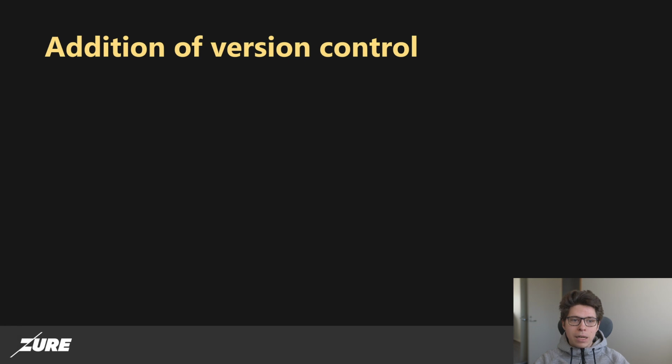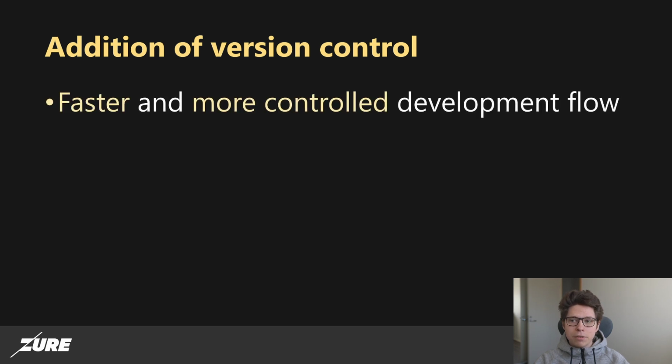From the YAML or the pipeline perspective then, let's take a closer look at these benefits. So addition of version control really gets you faster and more controlled development flow. Basically anyone can create their own branch, make changes to a pipeline, and run it without hurting anyone else. And this also allows you to use a pull request process. So basically you get the testing and verification of changes right there.